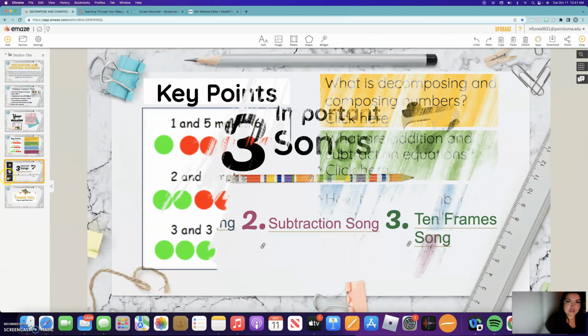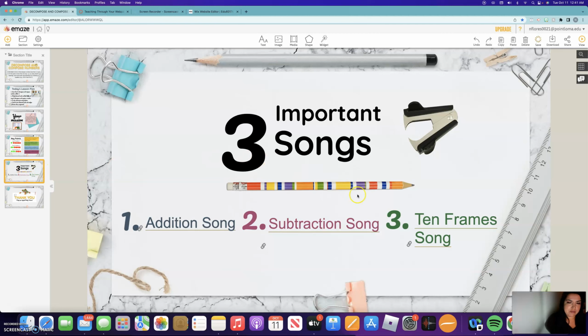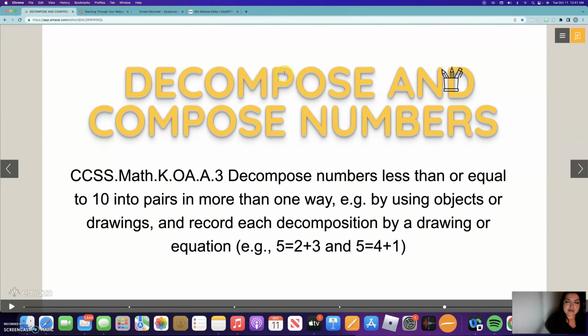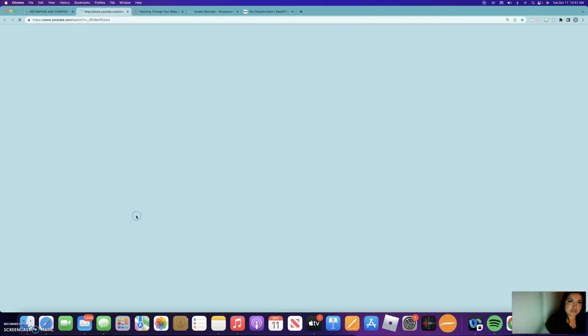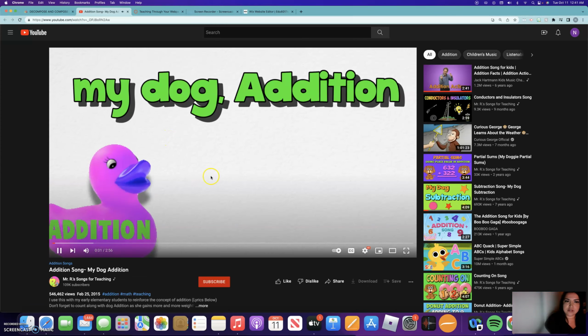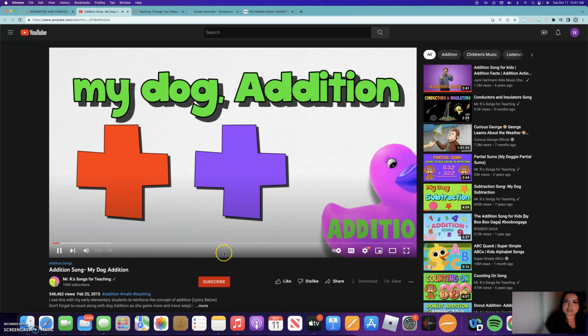And then I also included 3 very important math songs. Number 1, the addition song. Number 2, the subtraction song. And number 3, the 10 frame song. Once again, friends, I attached a video to the song wording. So make sure you click on the addition song wording and it'll take you to this 2 minute and 56 second video.